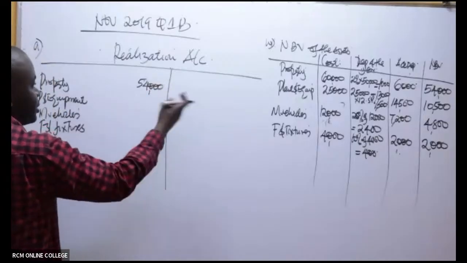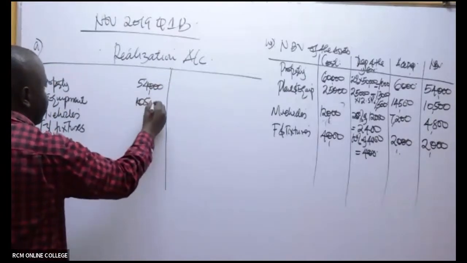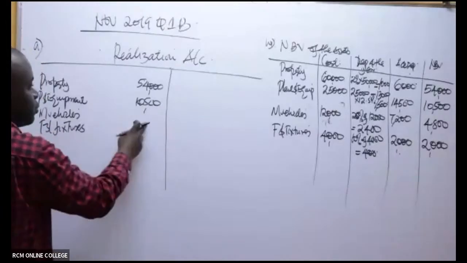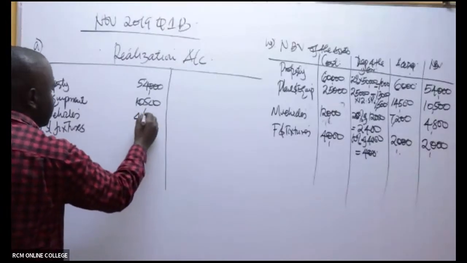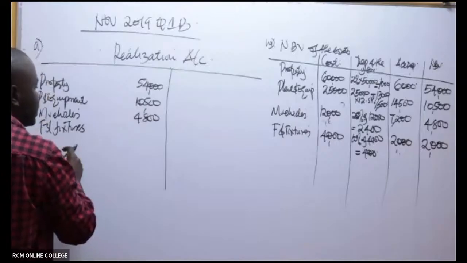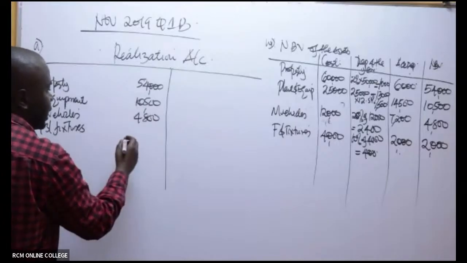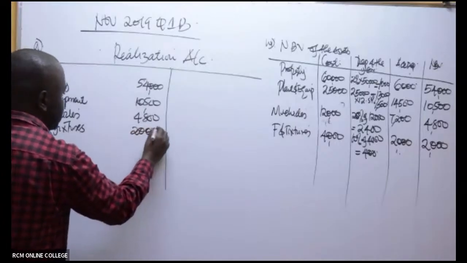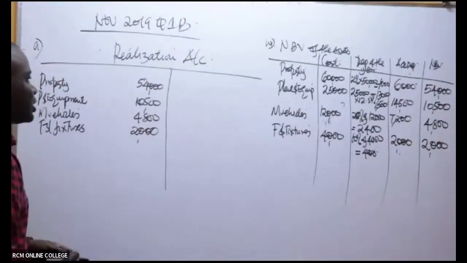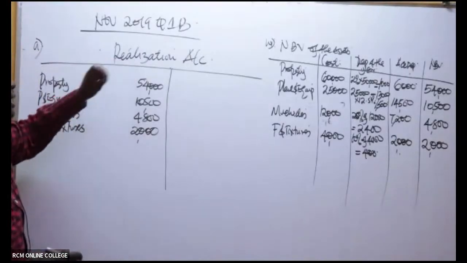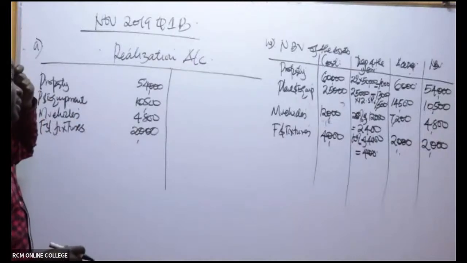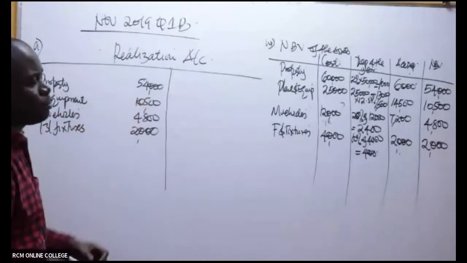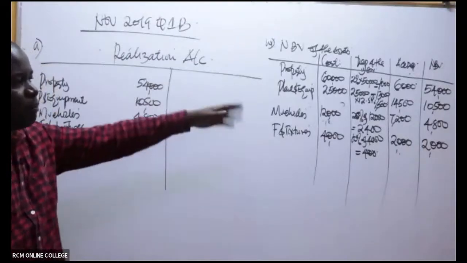So for property here, we have 54 as the net book value. For plant and equipment, we saw 10.5. For motor vehicles it is 4.8 million. Then for furniture and fixtures it is 2 million. What you have to note, remember in the other question, we never prepared this account, but this is how you prepare it. You have to get the net book values, and that's how you get them. That one is very easy. I know you know about it.